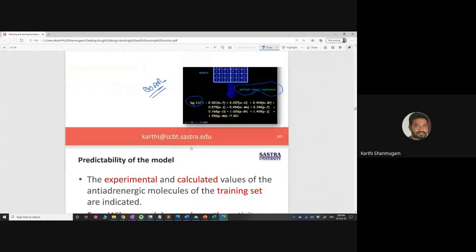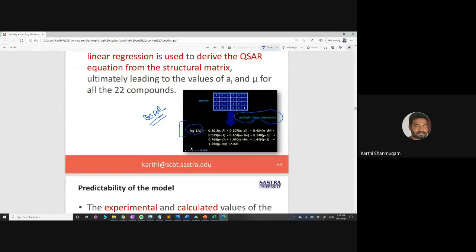Okay, so this is the final model that Free-Wilson got. Here there are two values given: N is equal to 22 and R is equal to 0.969, where N is the number of compounds in the data set he has chosen for developing this QSAR model. And what is R here? Am I audible? Last class I discussed R square, if I remember. What is R?